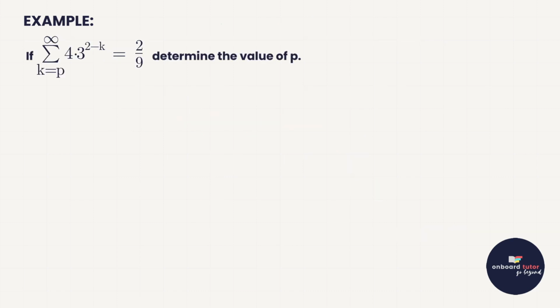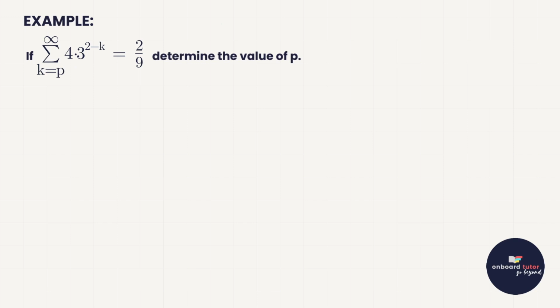Now here's a follow-up question. They're saying if you start at p and you add all the terms together, so in the previous one we were starting at 1, it's the same general term though. If you add them all up and you end up at 2 over 9, determine the value of p. In other words, what was your first term when you did that?